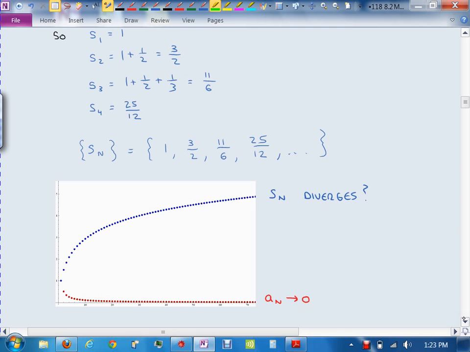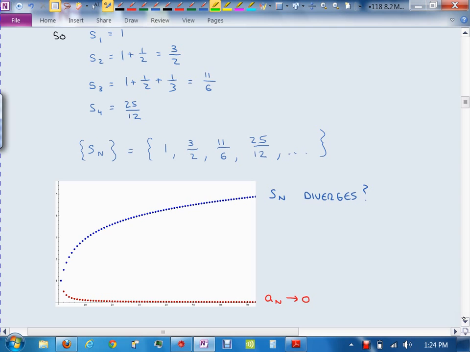So I put here a sub n, you could tell that that was going to 0, right? That would start out as 1, then 1/2, 1/3, 1/4, 1/5. That's going to 0. When we start adding them, that sequence is going like this. Does that look like it's flattening out? That's why I put a question mark here. Does it look like it's flattening out?